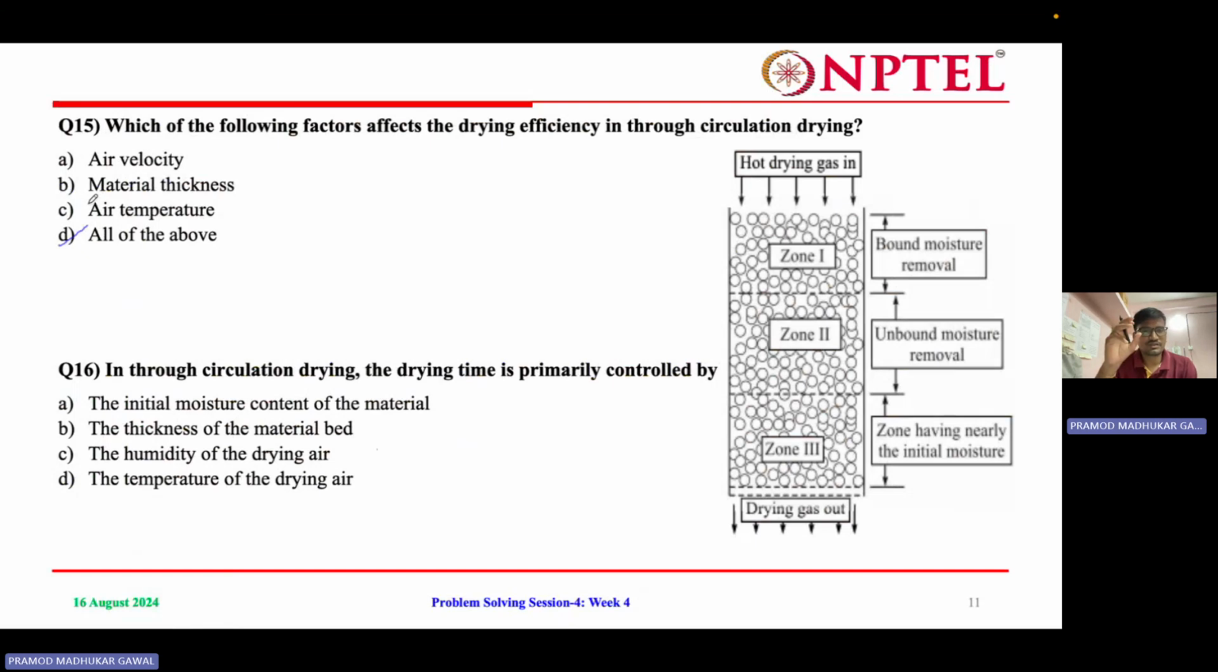Question 16. In through circulation drying, the drying time is controlled by initial moisture content, no. Humidity of drying air, no. Temperature of the drying air, the thickness of the material bed. Option B.